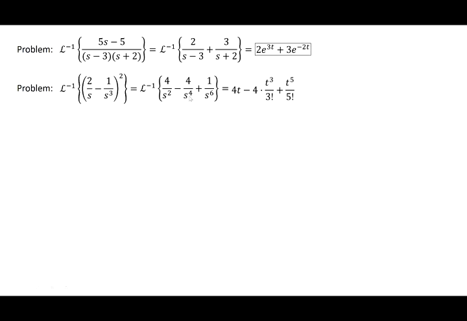And for this, 4 times t cubed over 3 factorial, and t to the 5 over 5 factorial as the Laplace inverse of 1 over s to the 6. That's it. I multiplied this 5 factorial and said 120, but if you left it as 5 factorial, I'll give you full credit.